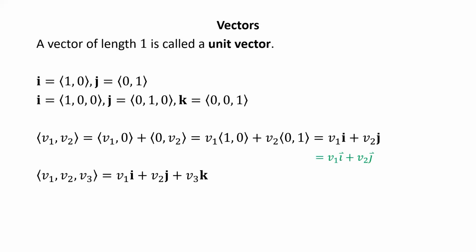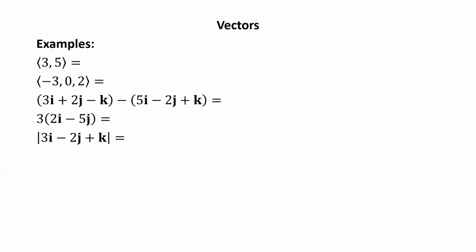Okay, and let me just point out once again that if we were handwriting i and j, we would probably do it with these little half arrows over the i and j, and similarly for i, j, and k. In these examples, I want you to write the vectors in ij or ijk form whenever possible. So go ahead and pause the video, try these examples yourself, and then resume the video to check your answers against mine.